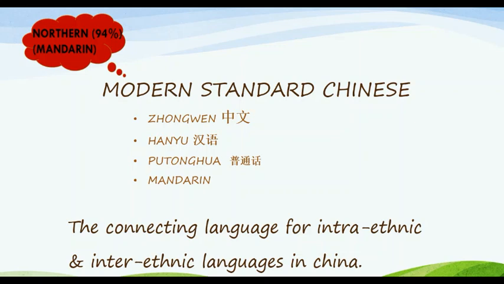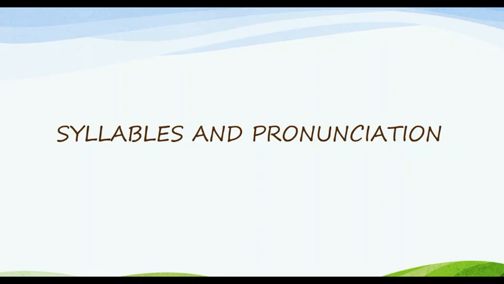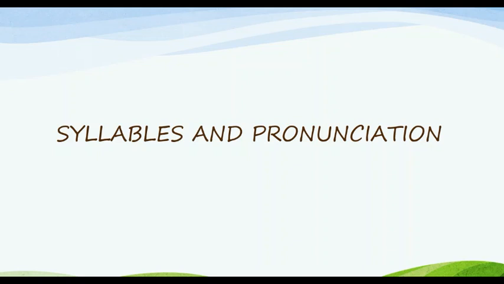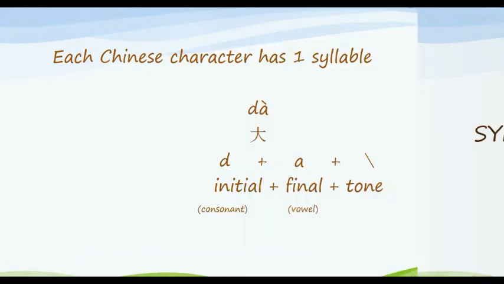It is a lingua franca, meaning a connecting language for intra-ethnic and inter-ethnic communication between Chinese and other minority groups in China. Its grammar is codified from the modern Chinese literary canon, while the pronunciation is based on the speech of Beijing. China officially recognizes 56 ethnic groups. The largest group is Han, which makes up over 90% of China's population. Many of the other 55 ethnic minorities speak distinct languages.